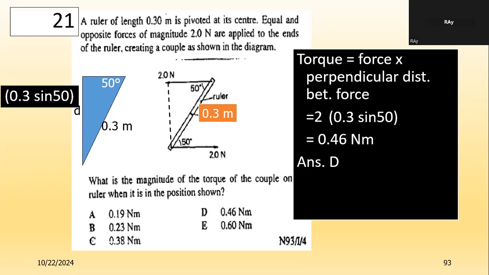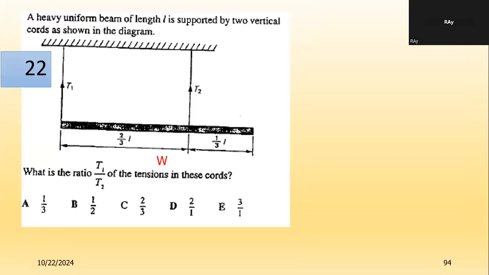Any more questions to ask? Next one also, like 2 more. A heavy uniform beam of length L is supported by 2 cords as shown in the diagram. What's the ratio of T1 to T2, the tensions in the cords? Right, they are very kind to you.